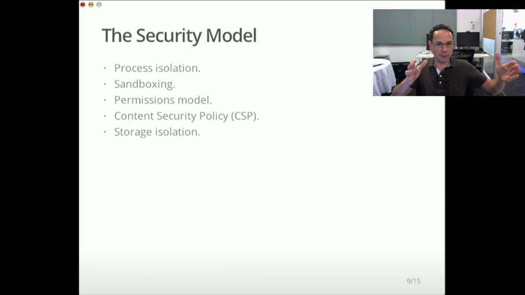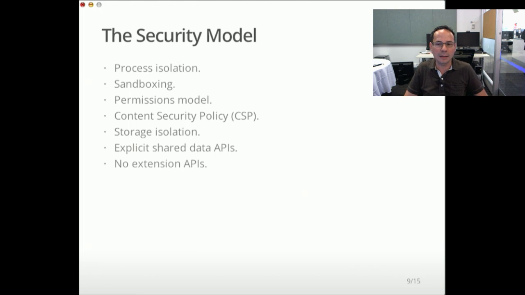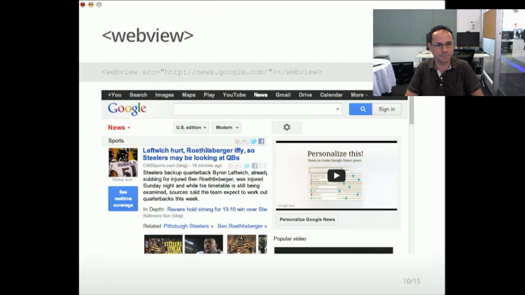There's also storage isolation, so any data that you store for the user's profile doesn't get shared between apps. There's no way to get any additional data, and there's an explicit shared data API, so really limiting some of the stuff. And finally, you don't have access to some of the extension APIs. It doesn't really make sense to be able to go grab the tabs in Chrome, right? Because you're an application that has nothing to do with the browser, even though you're written on web technology.